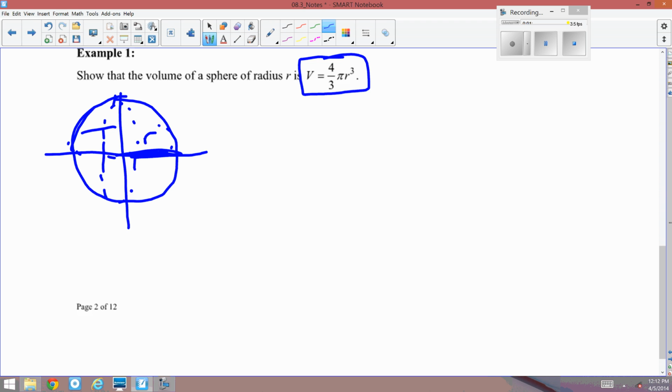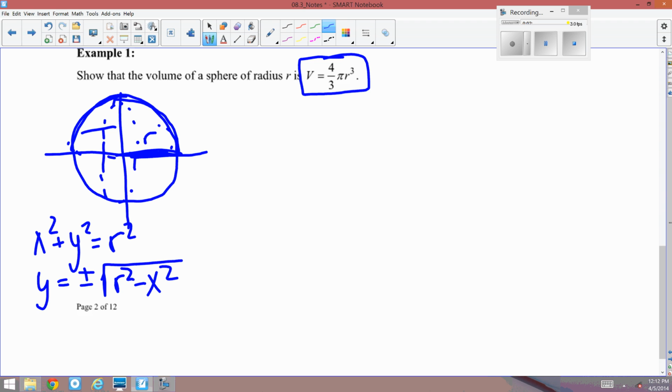If I wanted to find the equation of this, then we know that x squared plus y squared equals r squared. If I solve this for y, I get y equals plus or minus the square root of r squared minus x squared. The plus part would be up here, the minus part would be down here. If I was going to cut this up to find the area of one piece of this, it's dx units deep.